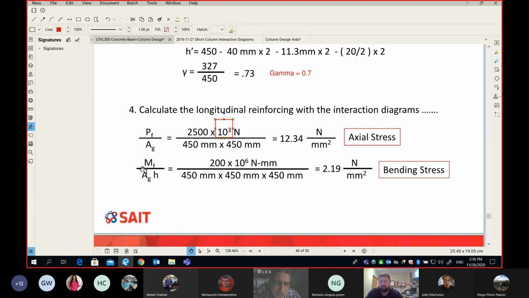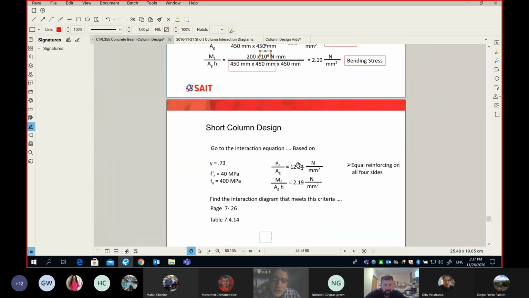Same thing here. I'm dividing my Mf by the gross area and by h. So 200 divided by 450, which is the gross area, and multiplied by h, which is 450 again. Again, the tricky part is you must multiply by 10 to the power 6 to turn your moment from kilonewton meter into Newton millimeter. And we get 2.19. Now, what is next is over there.